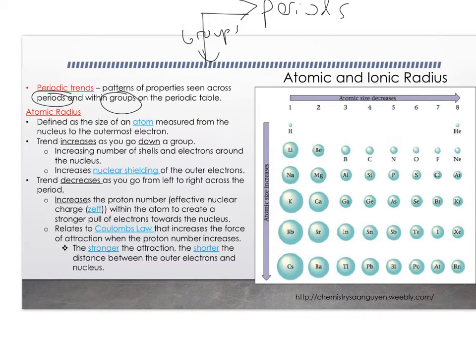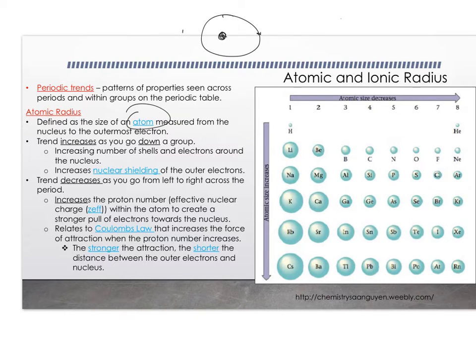So the first trend that we're going to look at is known as the atomic radius trend. The atomic radius, in general, is just defined as the size of an atom measured from the nucleus to the outermost electron. So if you look at the nucleus, and you have the outermost electron all the way out here, the radius, again, is just half the diameter, so it's going from the nucleus to the outermost electron.